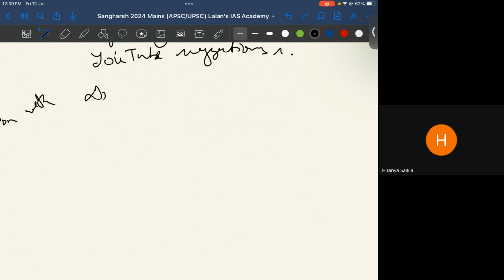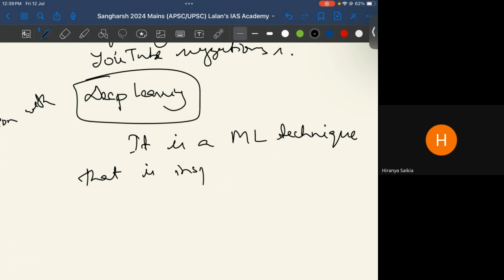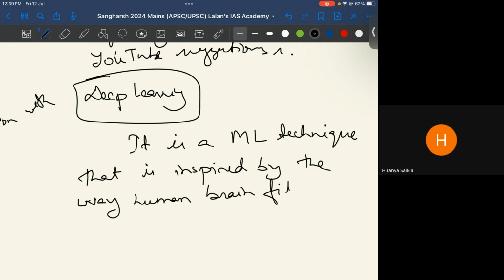When we talk about deep learning, it is basically a step further than machine learning. So it is a machine learning technique only, that is inspired by the way the human brain filters information.